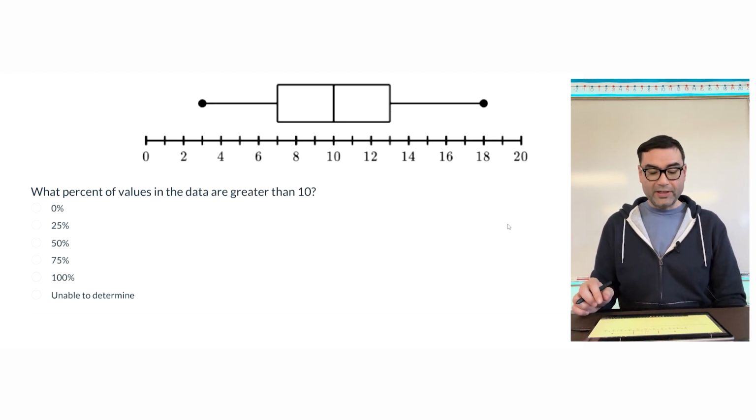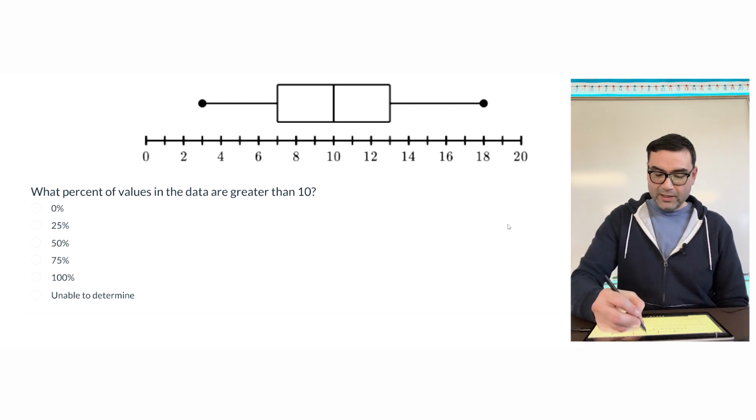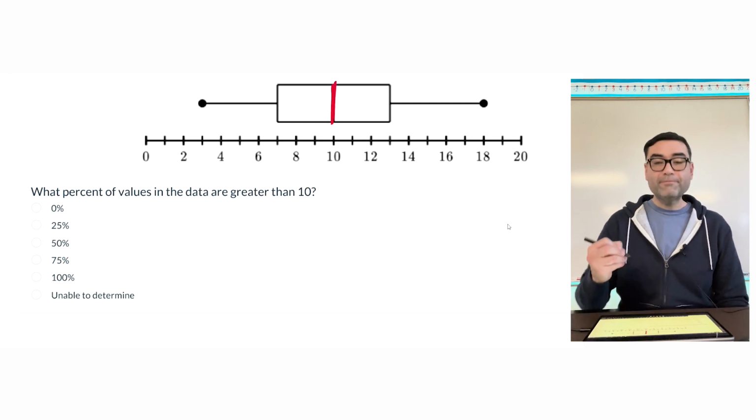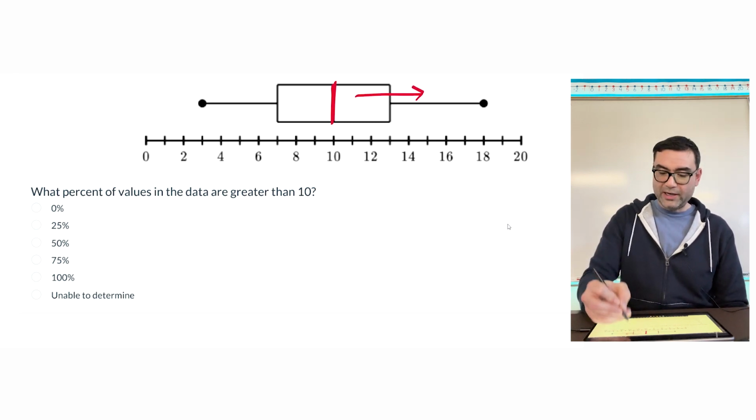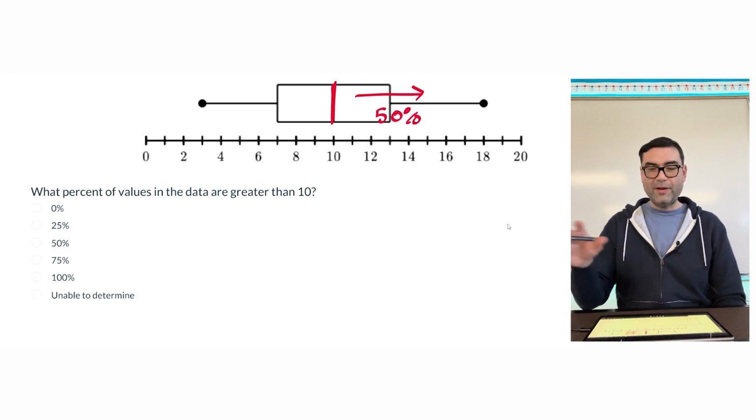Okay, what percent of values in the data are greater than 10? 10 is our median. So our median splits our data half and half. So if it's greater than 10, that'd be everything on the right side. That would be 50% of our data, right? Because it includes the 2 25% quarters, the upper quartile and the upper extreme.